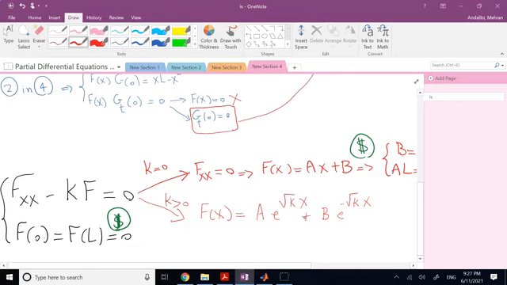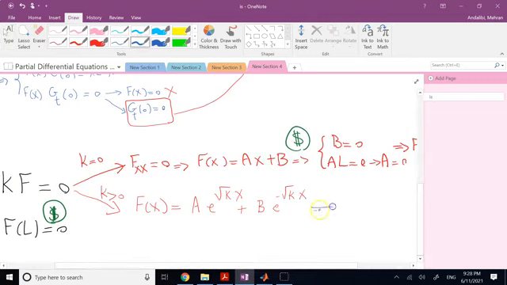Okay, but now, again, you have to plug in 0 in it, and you have to plug in L in it, and satisfy these boundary conditions. So let's do that. So again, we are going to apply the dollar equations to it. See what happens. If you plug in 0, it is going to be a plus b equals 0.